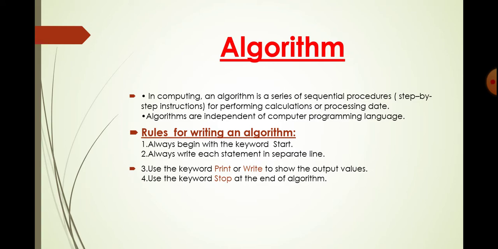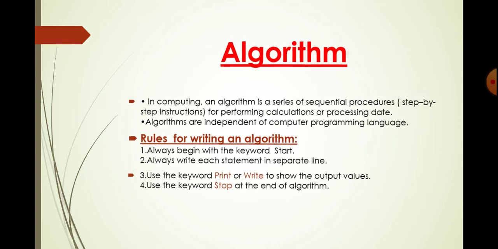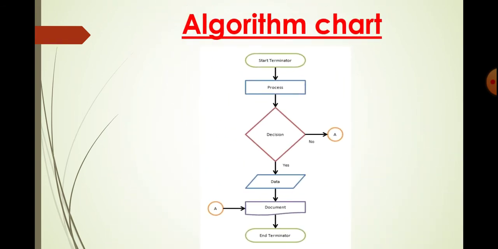Rules for writing algorithm. Always begin with the keyword start. Always write each statement in a separate line. Use the keyword print or write to show the output value. And the last one is, use the keyword stop to end the algorithm. And this is the algorithm chart.